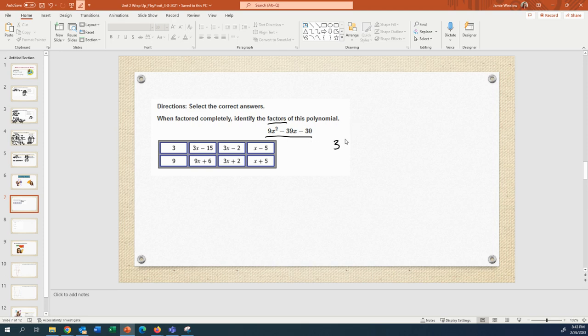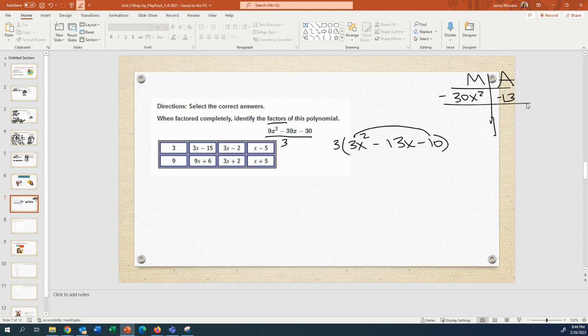So it looks like we can take a 3 out of everything. So we're going to have 3x squared minus 13x minus 10. That helps. And now we can factor. So we'll do 3x squared times negative 10 and then negative 13. And already you can probably see, well, maybe not. Okay, let's see. We want a negative 30. So that's negative 30 and 1.